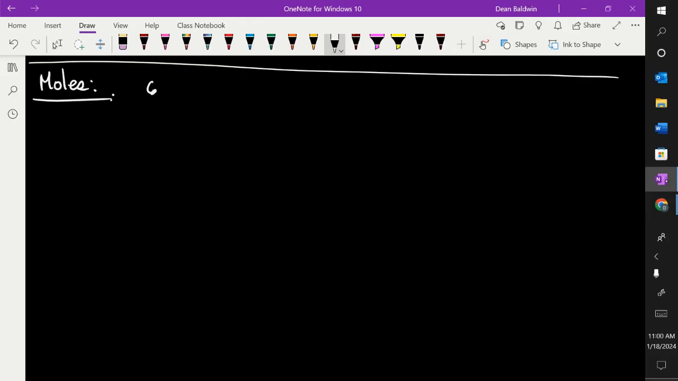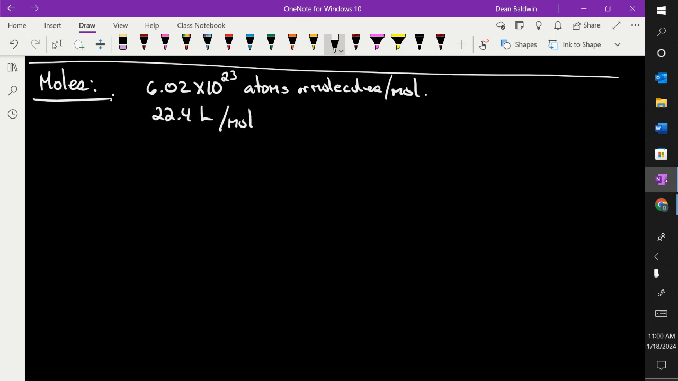We got Avogadro's number: atoms or molecules per mole. All right. And we have 22.4 liters per mole. That is for gases.